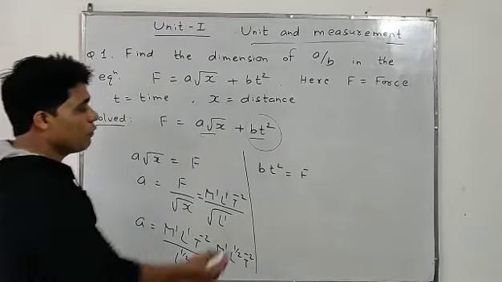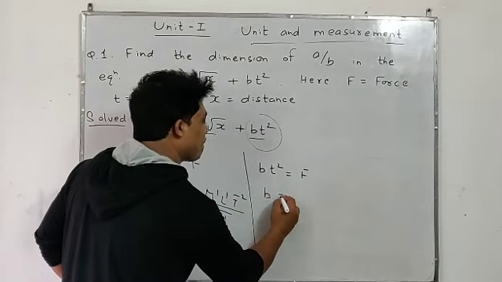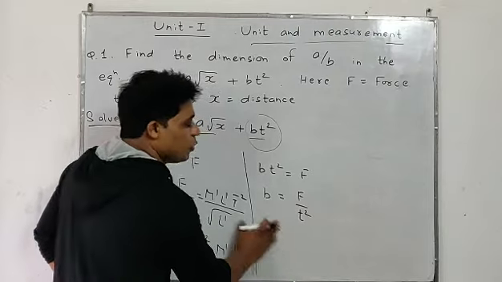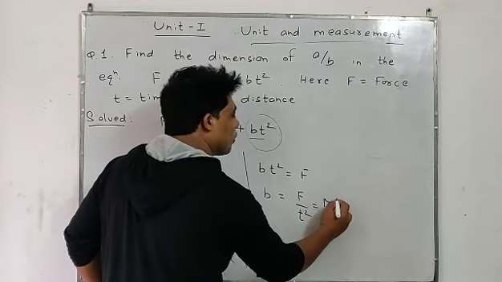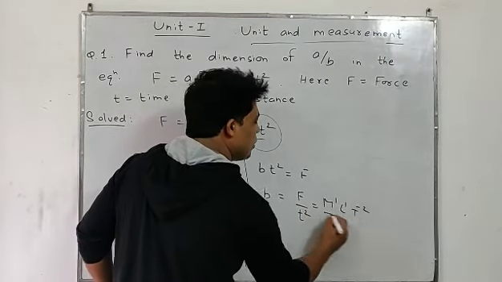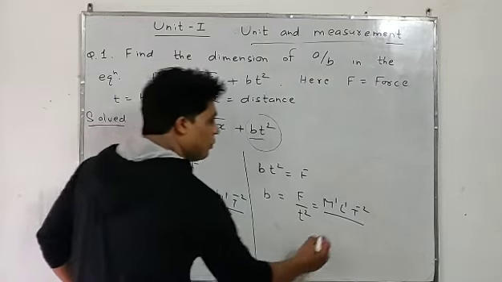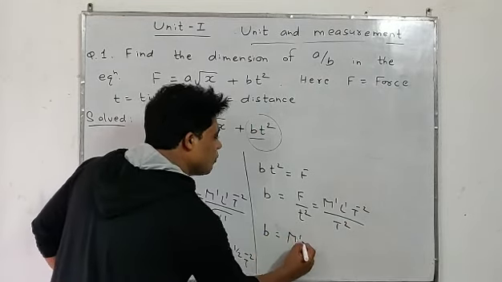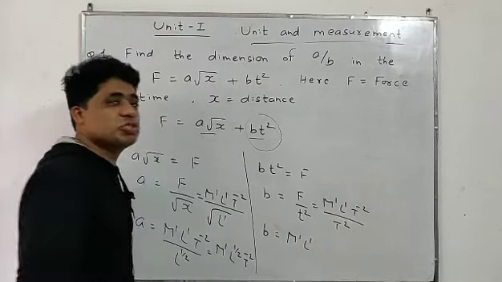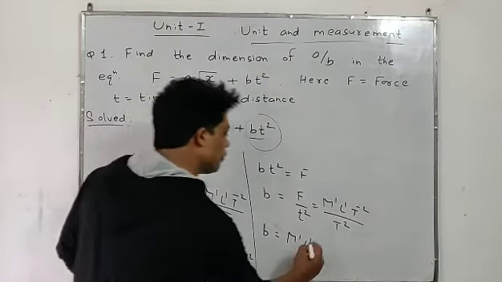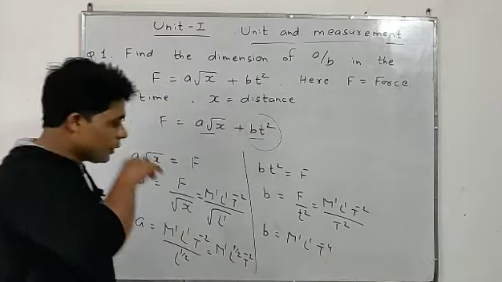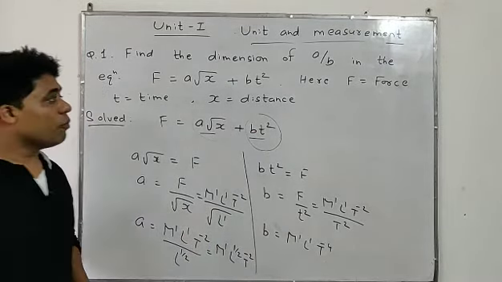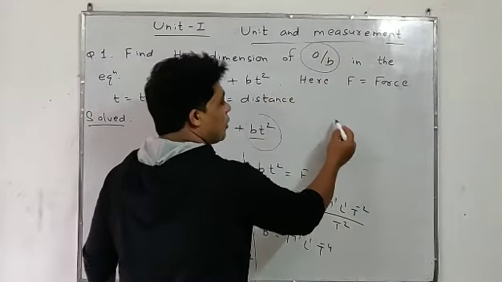Now we will find the dimension of B: f by t square. Same, we know the dimension of force, M1 L1 T minus 2, and time is t square. So M1 L1, transferring upwards, T minus 2 minus 2 gives T minus 4. Look students, we got the dimension of A, we got the dimension of B. Now we have to find the dimension of A by B.